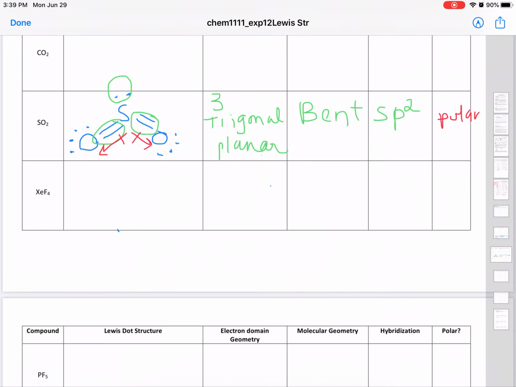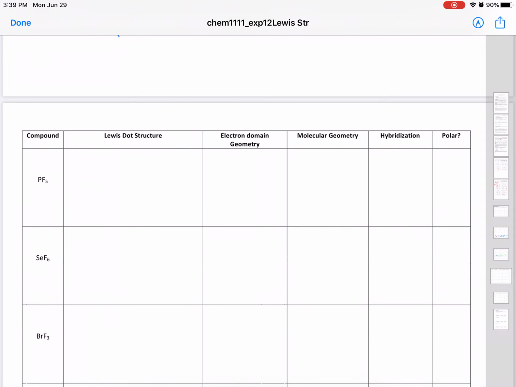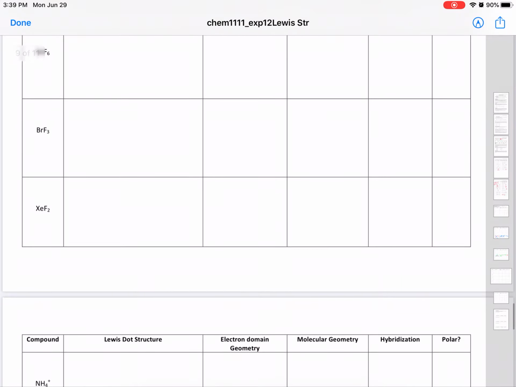Again, you can draw the molecule with the same method that we just talked about, XeF4. Draw it yourself and see what you get. Okay, and then SeF6, BrF3. SeF6 also, I think you should be able to draw it without any trouble. BrF3 also you can draw. XeF2. Let's do XeF2 then. So let's see.